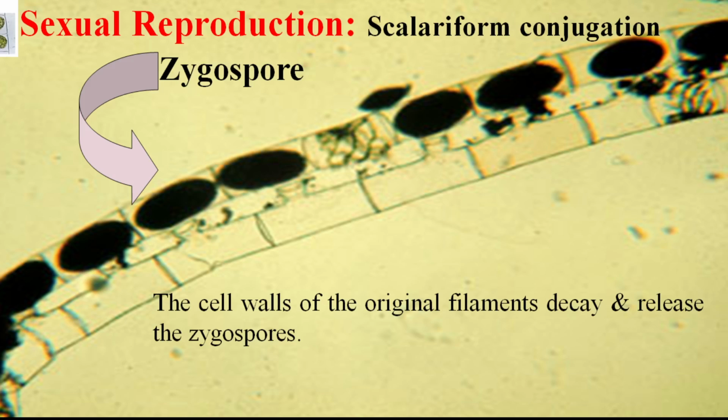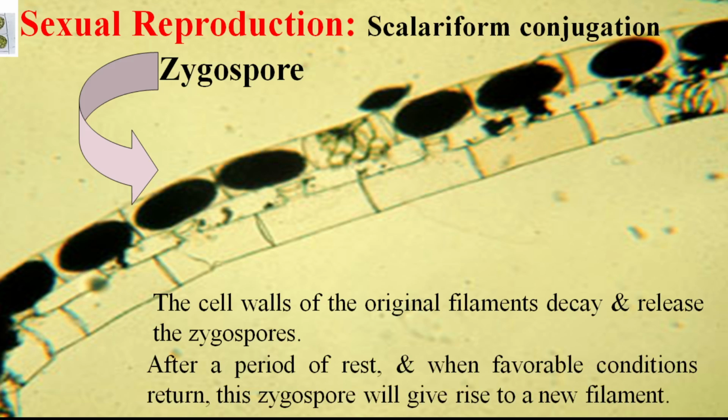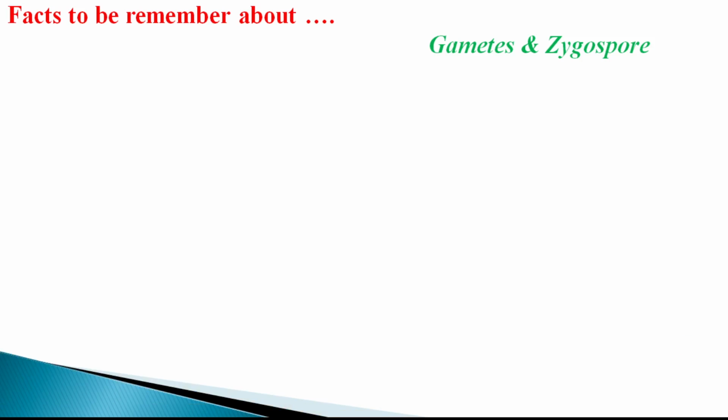Once released, they are of course resting spores, and after a period of rest, once they get favorable conditions, they return to a metabolically more active phase, and as a result of germination give rise to a new filament. In this way Spirogyra is established as a new life.